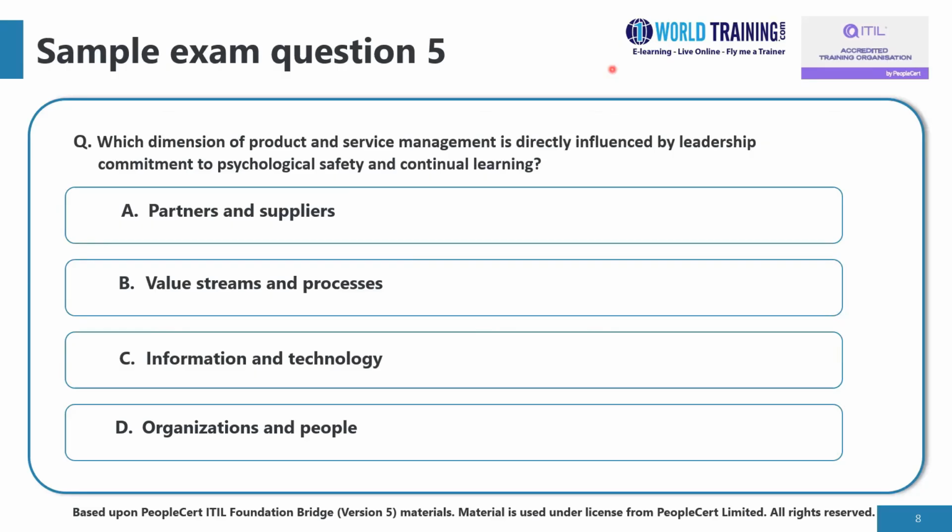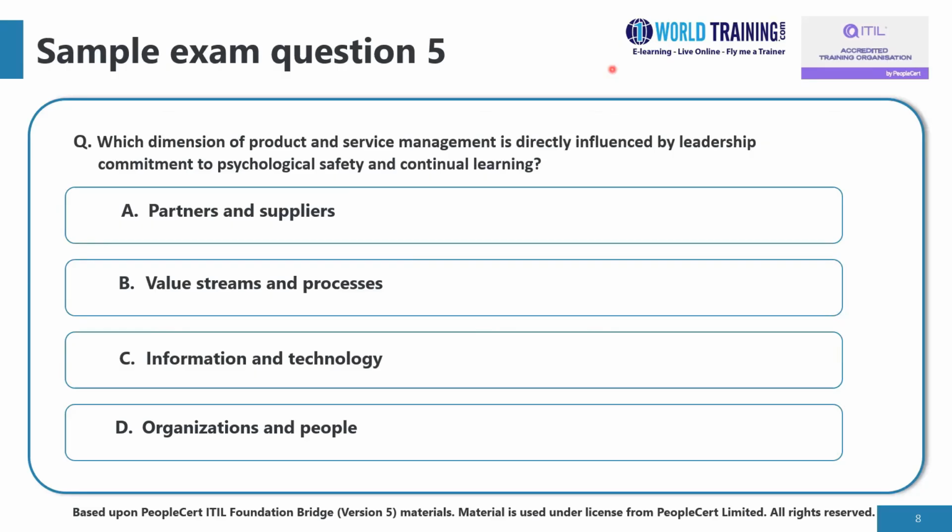Choice A would be incorrect, partners and suppliers, because that is more about the external relationships and agreement with external parties, not the internal culture of trust. So this dimension is more of relationships with other organizations involved in discovery, design, build, transition, operation, delivery, support, and continual improvement of products and services. And therefore, it will incorporate contracts and other agreements between organizations and its partners or suppliers. This is the partners and suppliers dimension.